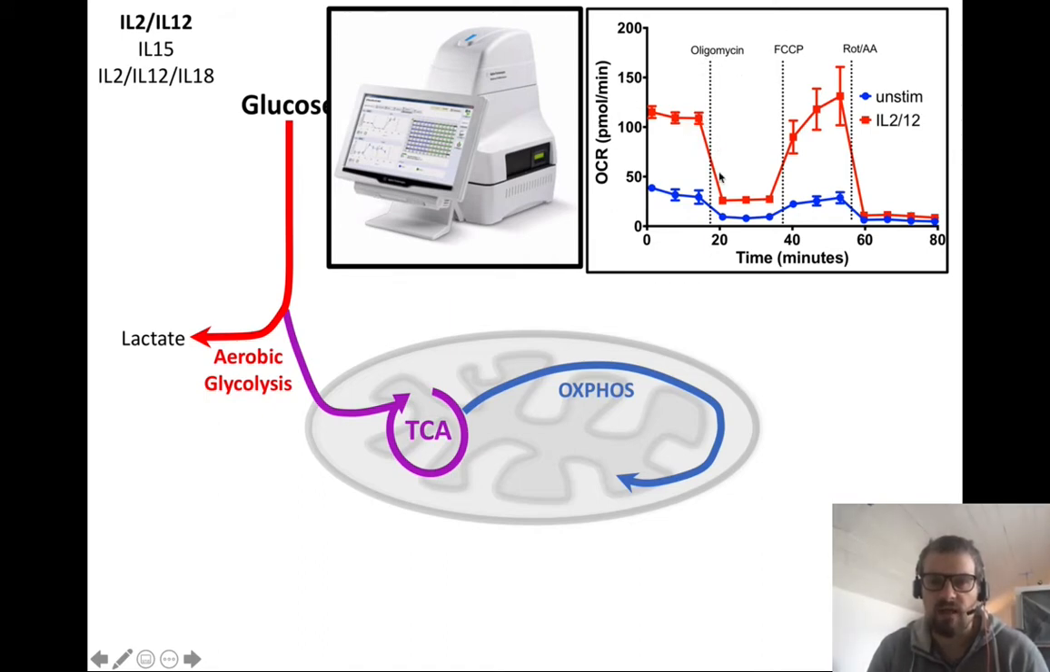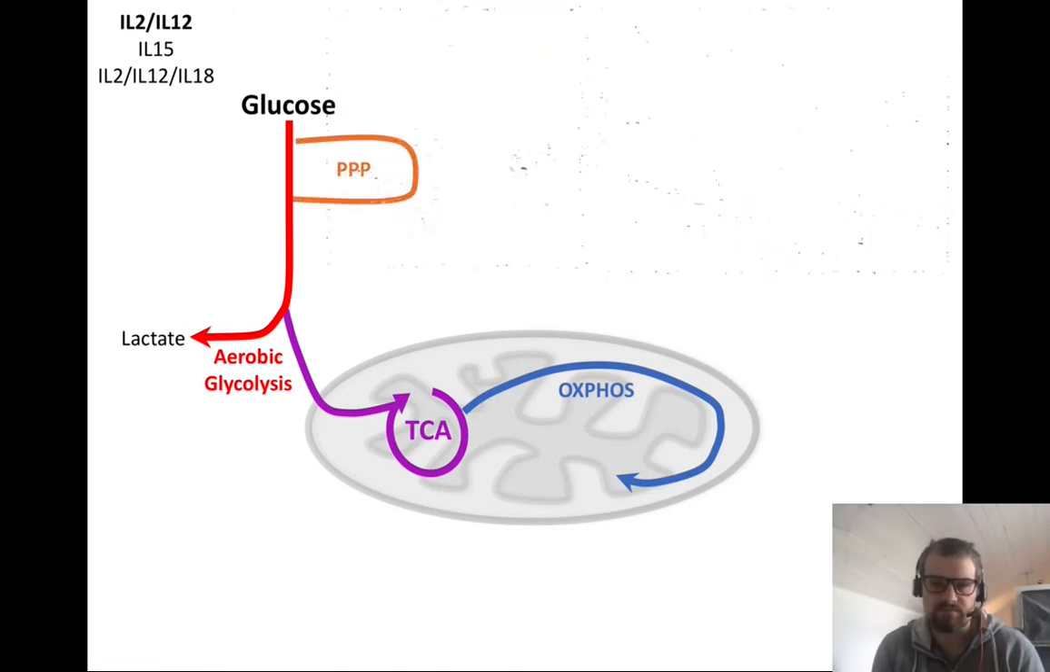This gives you these differences here. It tells you the ATP-linked respiration. This gives you the maximum respiration, etc. But the general point here is that they have increased OXPHOS when you stimulate them with cytokine.